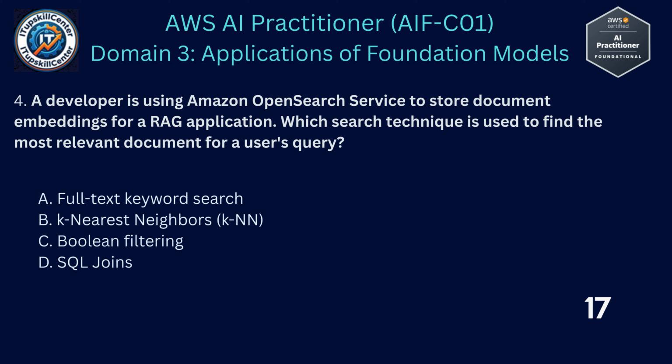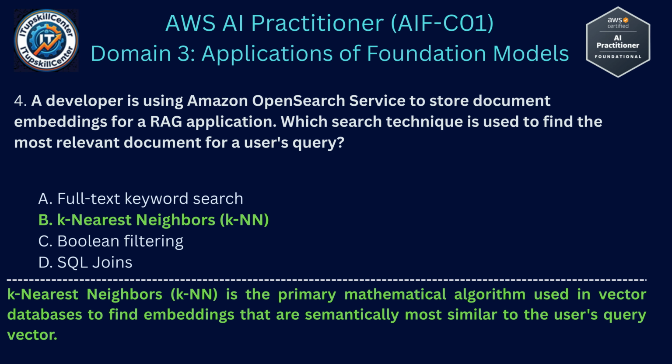A developer is using Amazon OpenSearch Service to store document embeddings for a RAG application. Which search technique is used to find the most relevant document for a user's query? K-nearest neighbors, KNN, is the primary mathematical algorithm used in vector databases to find embeddings that are semantically most similar to the user's query vector.